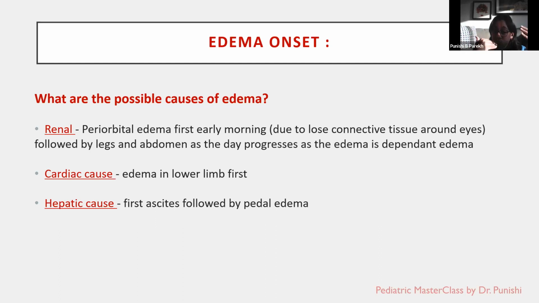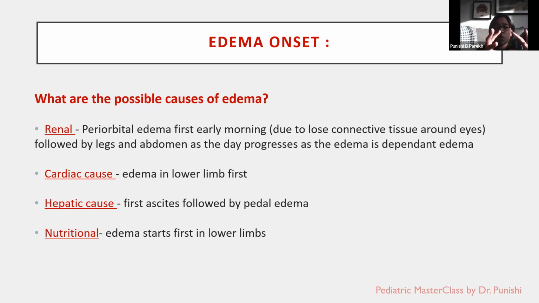You have low albumin production because the liver is cirrhosed, the liver is not functional, and albumin is produced in the liver. So you have increased capillary hydrostatic pressure, increased capillary permeability, decreased oncotic pressure because you have decreased albumin, as a result of which you have exudation of fluid in the abdomen and you have ascites. So in hepatic cause, you will have ascites first, followed by pedal edema.